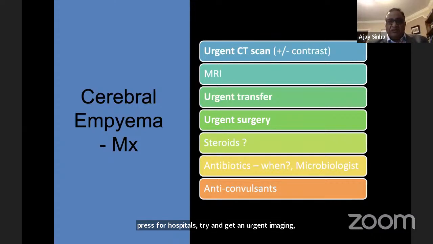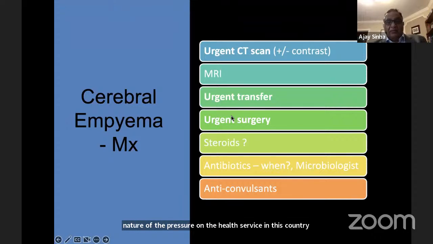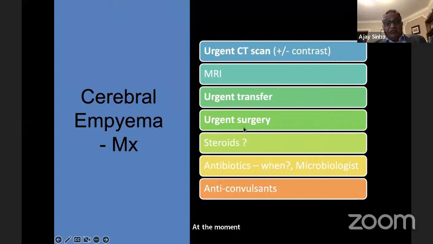We organize for urgent blue light transfer, which in the current scenario is 45 minutes, but it never works in 45 minutes. Most patients take 2 to 3 hours to arrive. That's the nature of the pressure on the health service in this country at the moment. Even blue light is not really blue light. Most of them are booked in for surgery the same evening or within the next few hours after arrival.